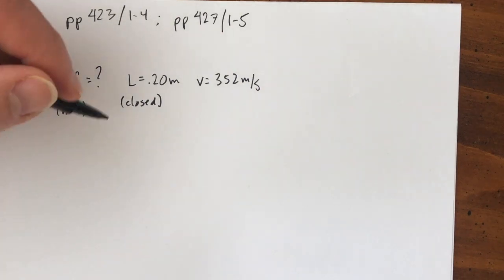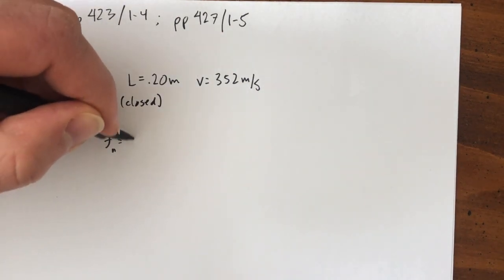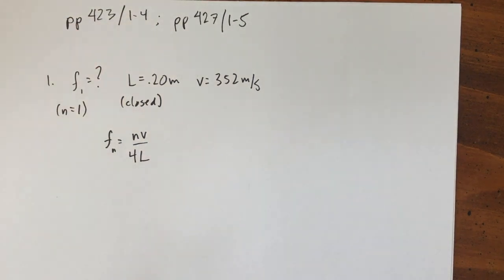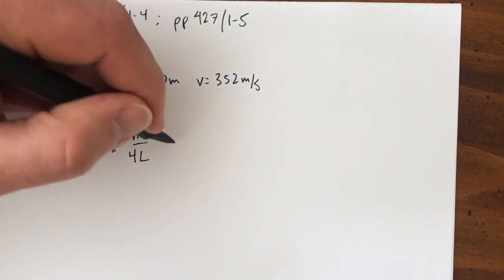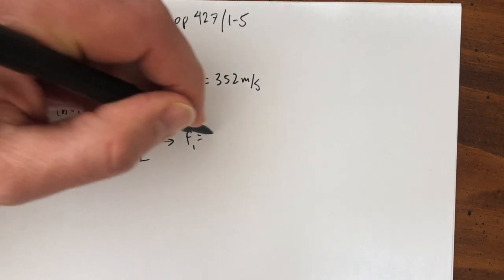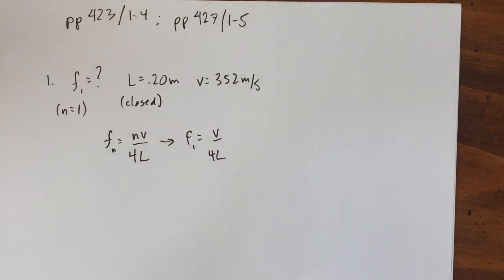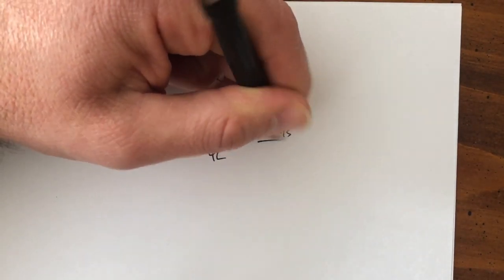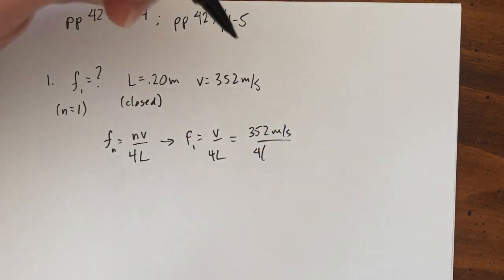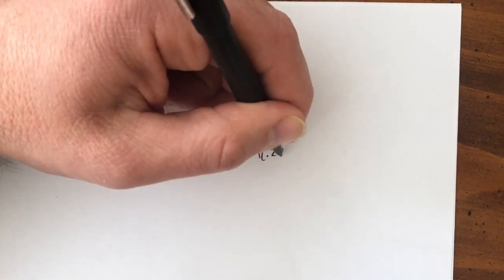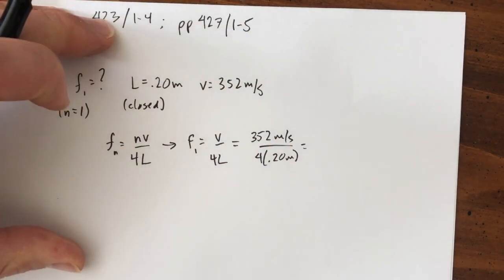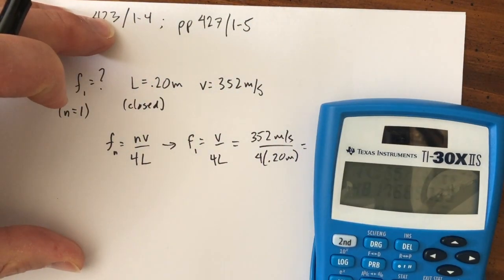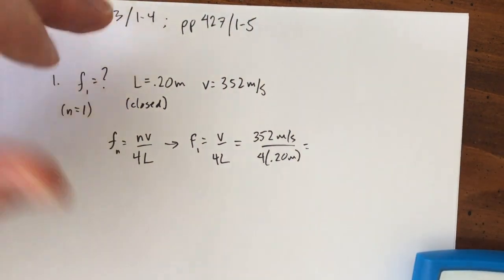So we use our closed pipe equation, which is Fn equals nv over 4L. Now, because n is just 1, we can just rewrite this as F1 equals v over 4L. And then after that, it's plug and chug. So 352 meters per second over 4 times 0.2 meters. So I'll just get the calculator out here. And we go 352 divided by 4 times 0.2, and that is 440.